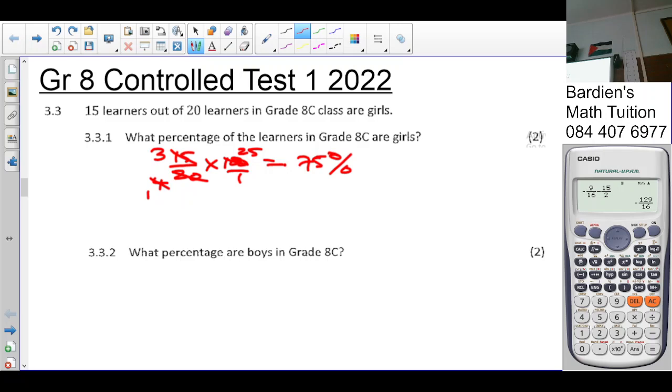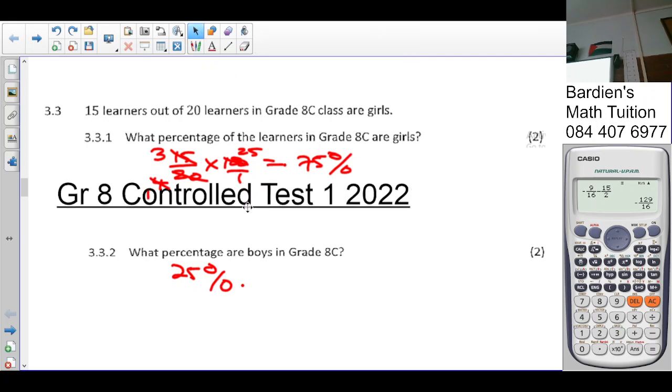No? What percentage are boys? 25%. Why? It must always add up to 100. You all okay with that? Right.